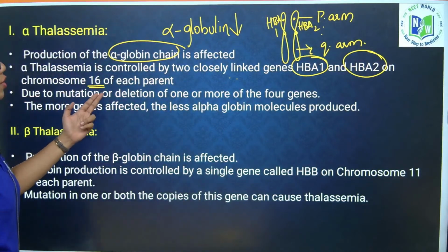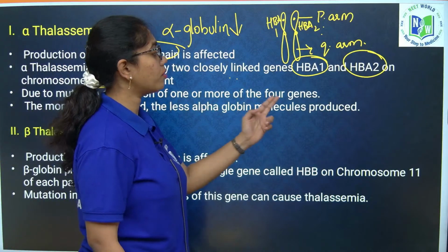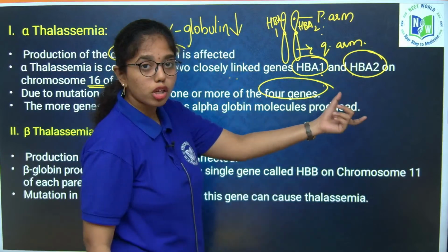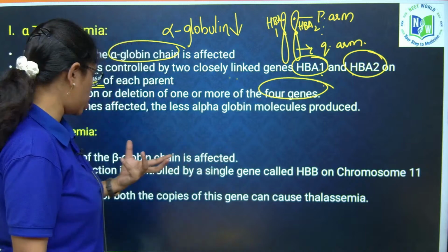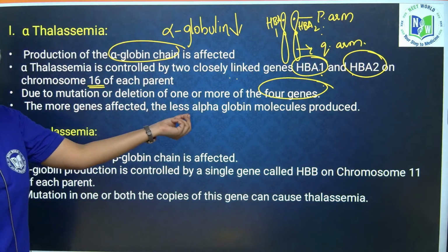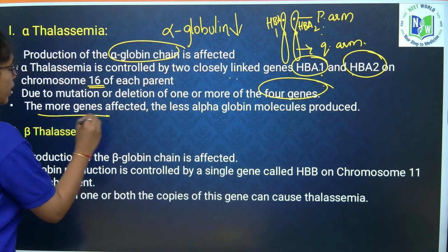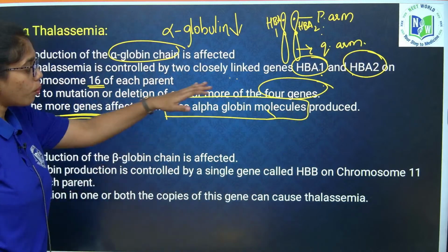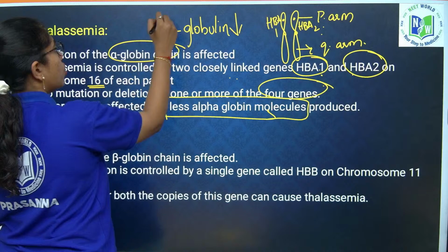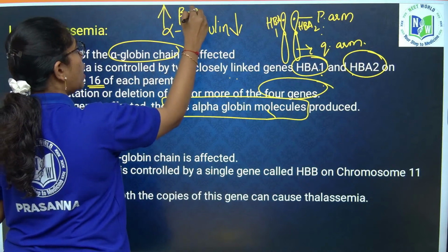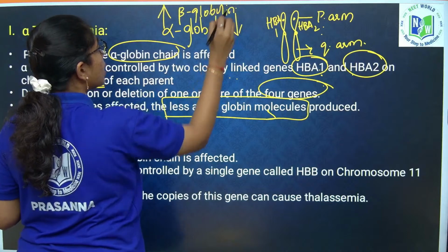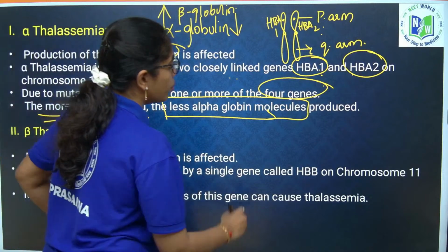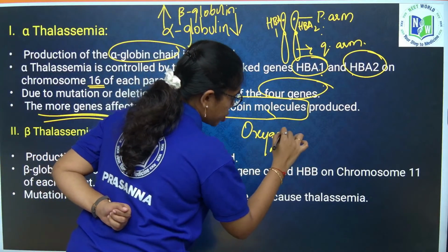Next, due to mutation or deletion of one or more of these four genes, these two genes present on the homologous chromosomes means four genes. The more genes are affected, the fewer alpha globulins are synthesized. Effect in more genes will decrease the synthesis of alpha globulin chains. The more the decrease in the alpha globulin chains, the more increase in the beta globulin chains. Thereby the structure of hemoglobin will be affected, and this will lead to oxygen dissociation curve disruption.